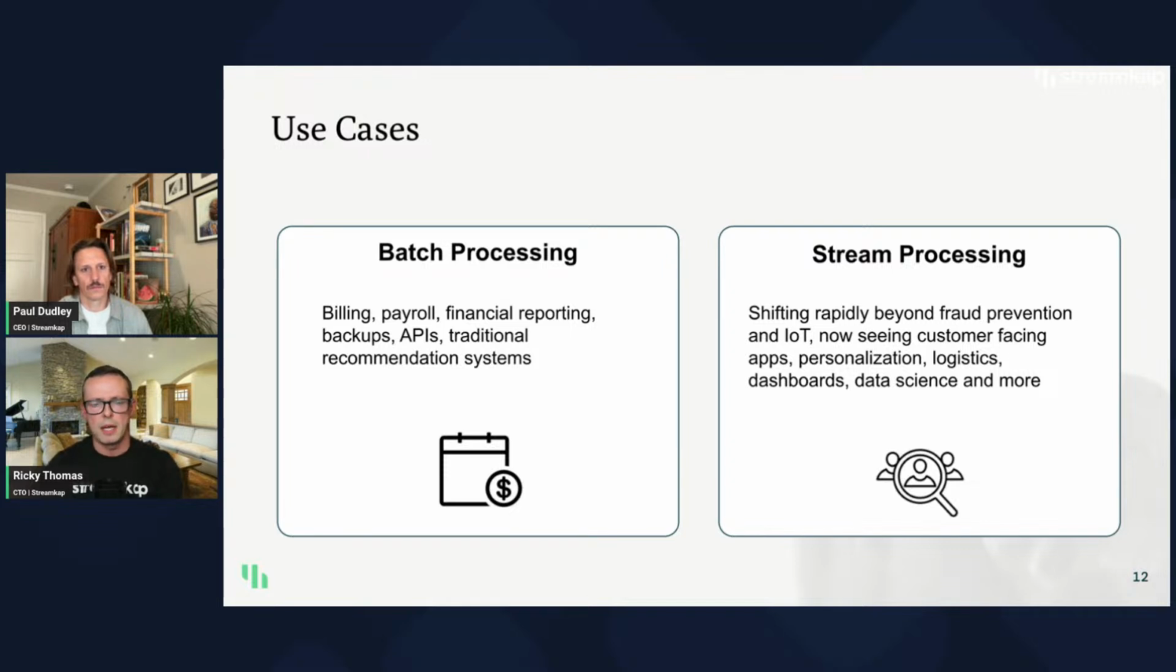Touched upon it just now. So the batch processing world, this is the typical billing, payroll, financial reporting, your nightly backups. APIs are usually run on a snapshot. You pull the API every hour and so on. Also, even things like recommendation systems for e-commerce or personalization.